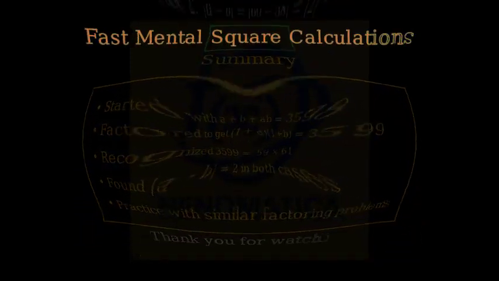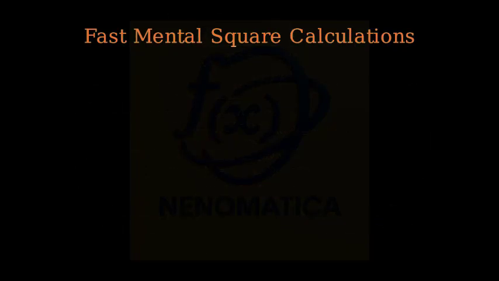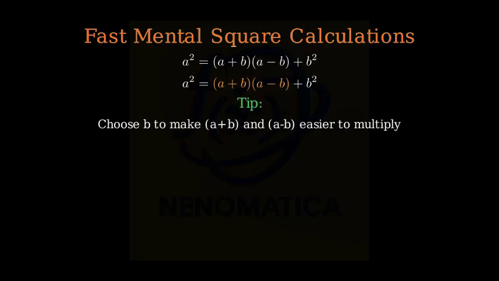Welcome to this math video, where we'll learn a clever technique for mentally calculating squares of numbers. This method uses a special identity that allows us to compute squares quickly by choosing values that make our calculations easier. Let's start by looking at the identity we'll be using. The identity states that a squared equals the product of a plus b, and a minus b, plus b squared. This identity works for any value of b, but we'll choose b strategically to make our calculations easier. The trick is to choose b so that a plus b and a minus b are round numbers that are easy to multiply. Let's look at our first example.